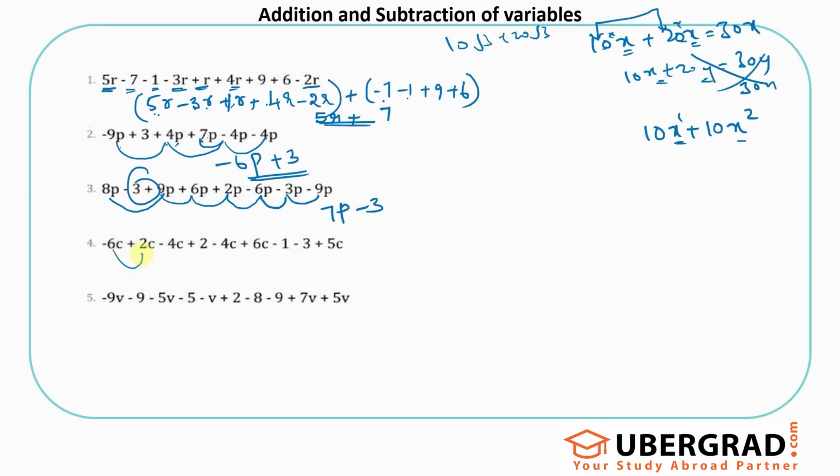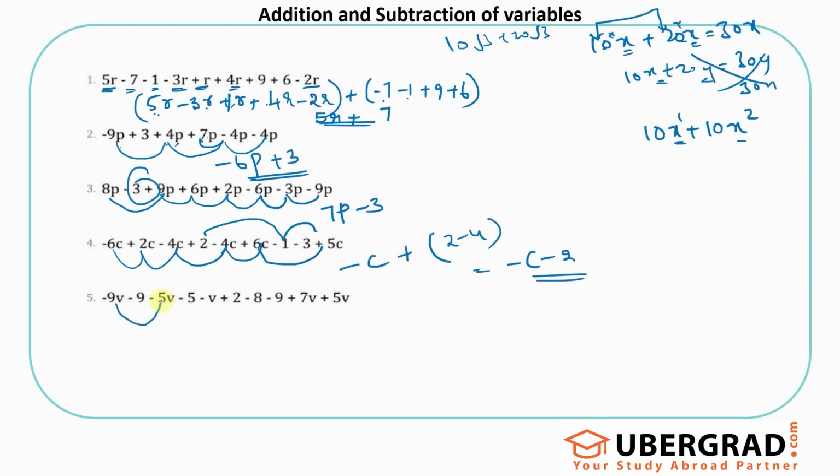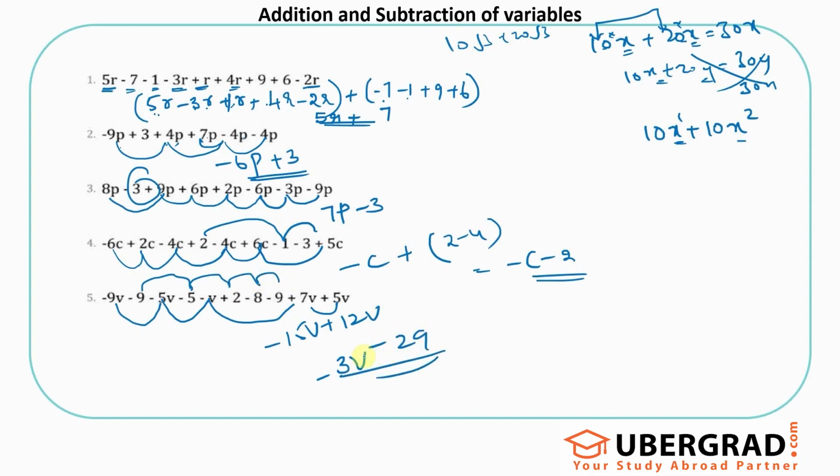Minus 6c plus 2c is minus 4c, minus 4 minus 4 is minus 8, minus 8c minus 4c is minus 12c, minus 12c plus 6c is minus 6c, minus 6c plus 5c will be minus c, plus 2 minus 1 minus 3, that is 2 minus 4 is minus 2, that will be minus c minus 2. Minus 9v minus 5v is minus 14v, minus 15v. So minus 15v plus 7v plus 5v is 12v, that is going to give me minus 3v, minus 9 minus 5 minus 14 plus 2, that's minus 12, minus 20, minus 29, minus 3v minus 29. That's how you do it.